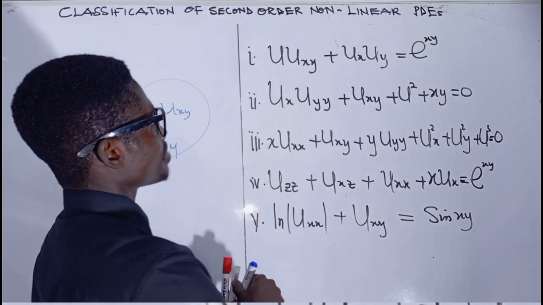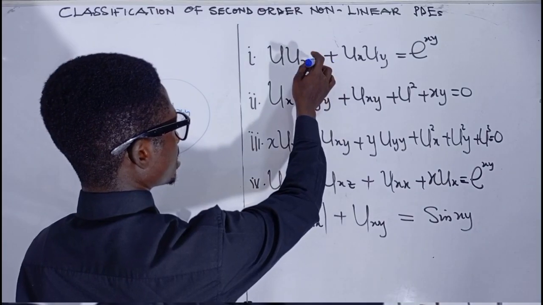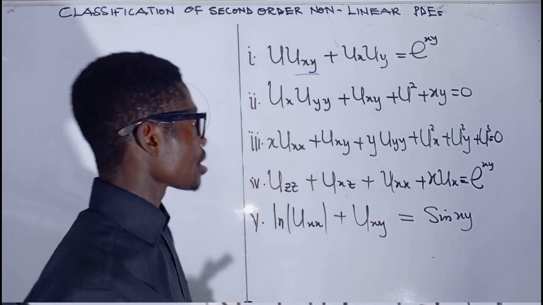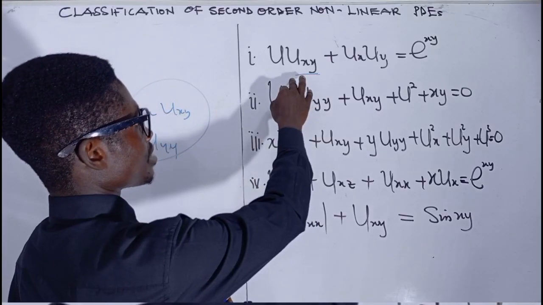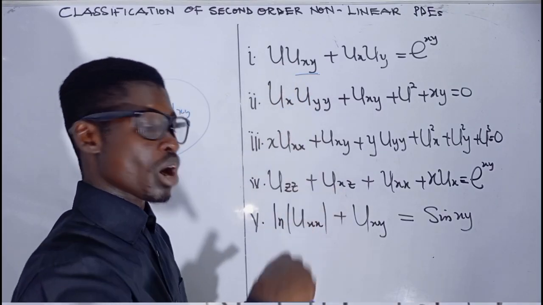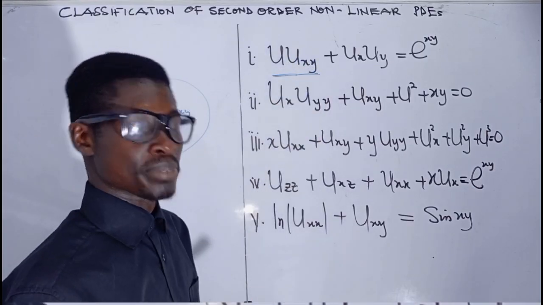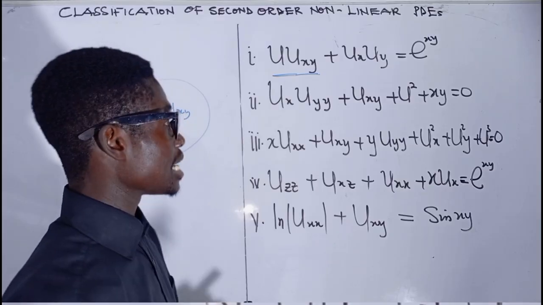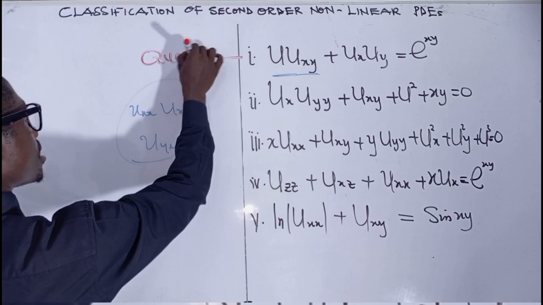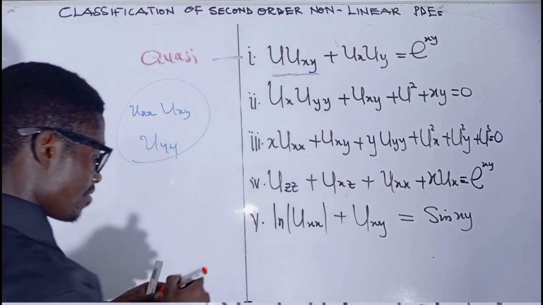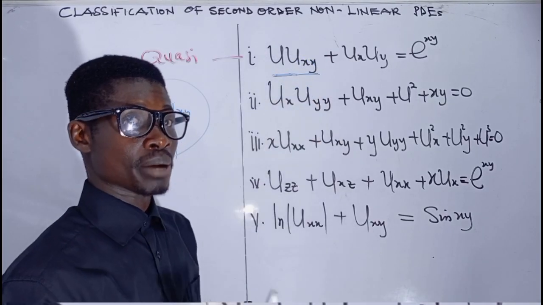So our concentration is going to be on these three. Let's identify our highest derivative from the first one. You can see that our highest derivative is uxy, and we can see that the highest derivative is being multiplied by a lower order derivative or a dependent variable. If this happens, it makes the PDE a quasi-linear PDE. So this one is quasi, because we have the dependent variable multiplying the highest derivative within that equation.